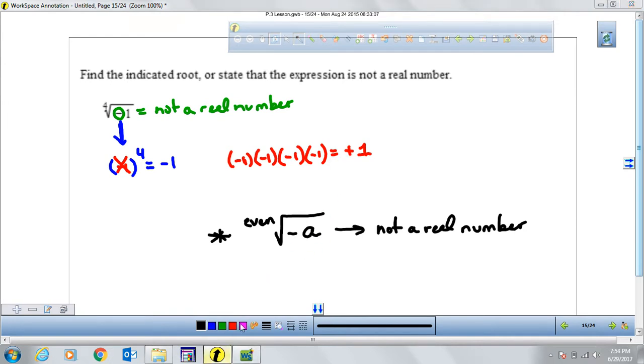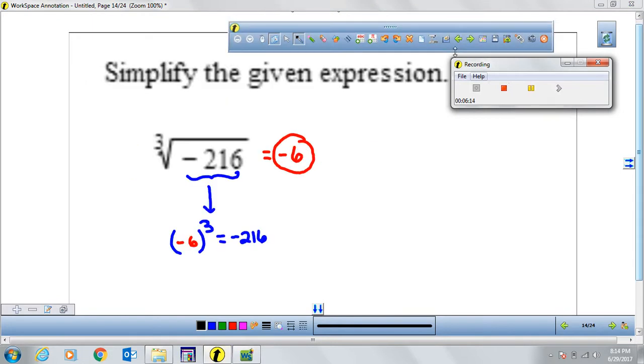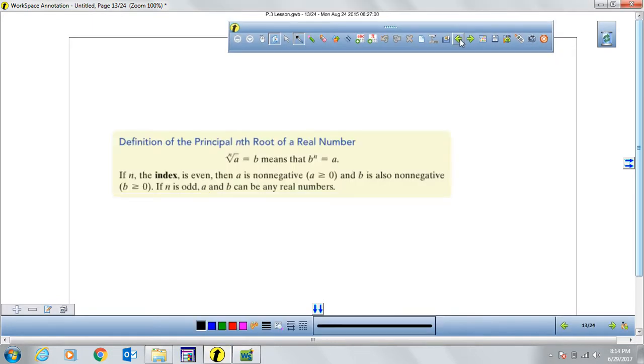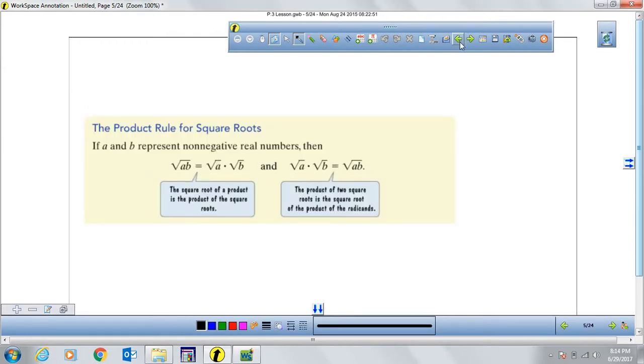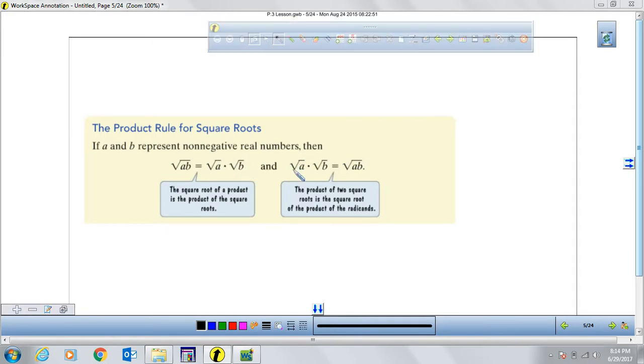Okay, so the next item in the agenda is that we're going to be simplifying radicals using what is called the product rule. The product rule tells us that the square root of a times b equals the square root of a times the square root of b. Likewise the other way, the square root of a times the square root of b equals the square root of a times b. So what we are going to do in the next problem is simplify radicals that are not perfect squares by factoring.